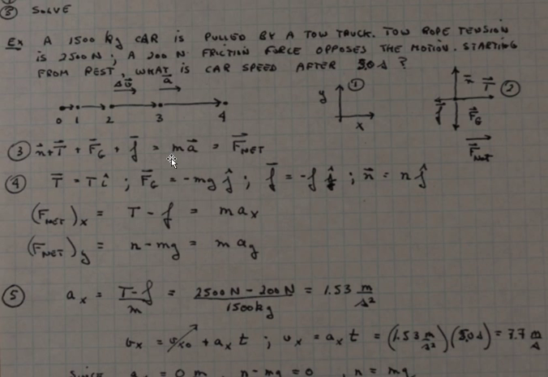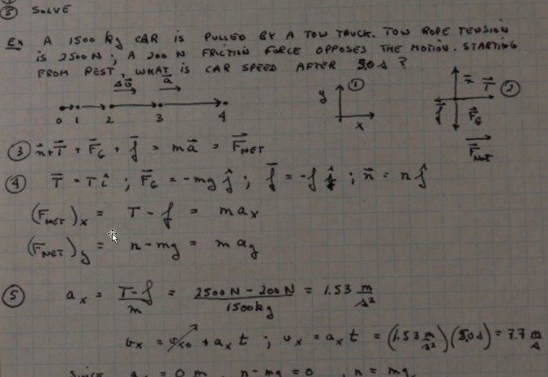So the vector equation for this problem is the sum of all the vectors. N vector plus T vector plus F sub g vector plus F vector is equal to the mass times the vector acceleration, and that's going to be equal to the net force. But T vector is equal to T times i hat. F sub g vector is equal to minus mg times j hat. F, the frictional force, is minus F times i hat. And N vector is equal to the magnitude of N times j hat.